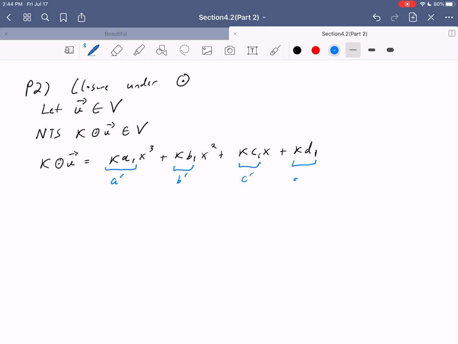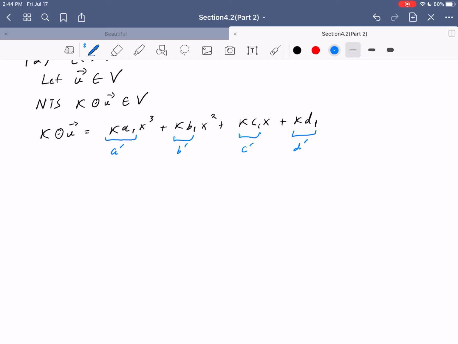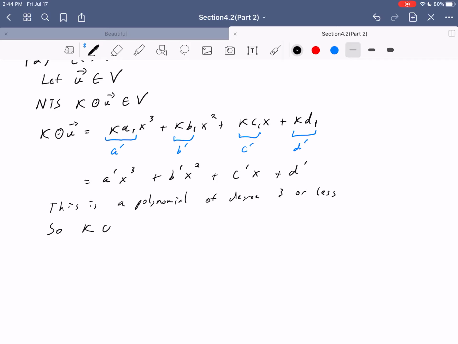It's obviously not the same A prime, B prime, C prime, D prime as the previous one, but the point is they're all just constants again. So this, of course, then equals A prime x cubed plus B prime x squared plus C prime x plus D prime. This is a polynomial of degree 3 or less. So k u is an element of V.